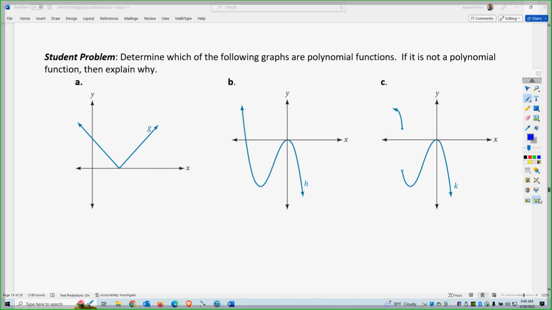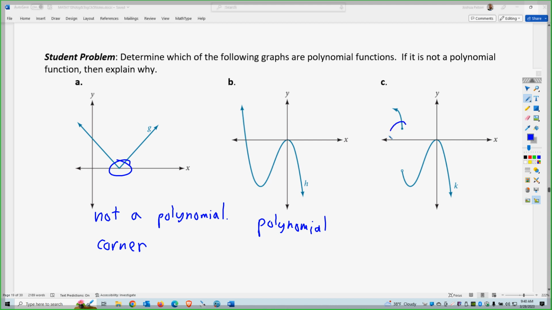Okay, are the following polynomials or not? So no, not a polynomial. Okay, you can't have corners or cusps, right? That's the problem. All right, so this one is a polynomial. It's continuous and smooth. And this one has a jump and a hole, so not a polynomial. Right? No jumps, no holes, and it's discontinuous. We have all of those problems basically.